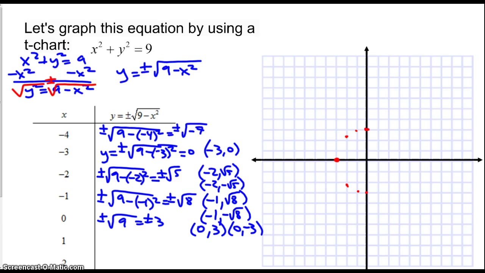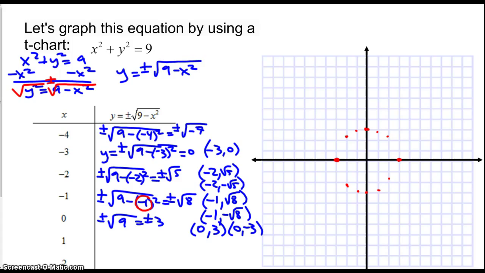Okay. If I were to plug any of the positive values in, I actually get the same numbers as I would have with the negative values. The reason why is because when I plug something in here, it just gets squared. So it doesn't matter if that was negative or positive, I'd have the same result. So when I plug a positive 1 in for x, I get positive square root of 8 and negative square root of 8. If I plug a 2 in, I get the square root of 5 and the negative square root of 5, right? And if I plug a 3 in, I get 0 again.